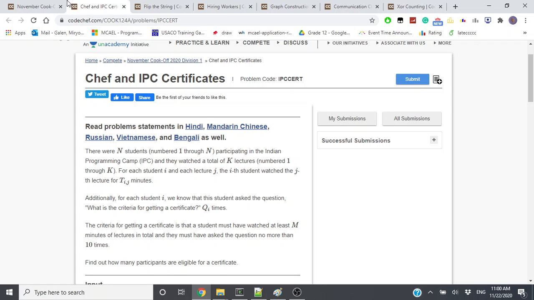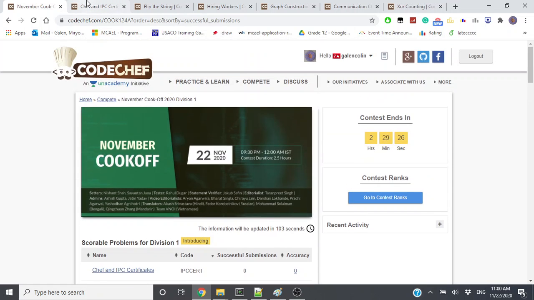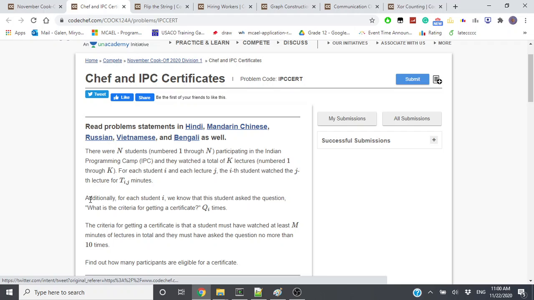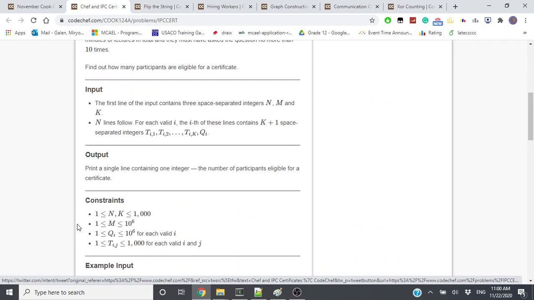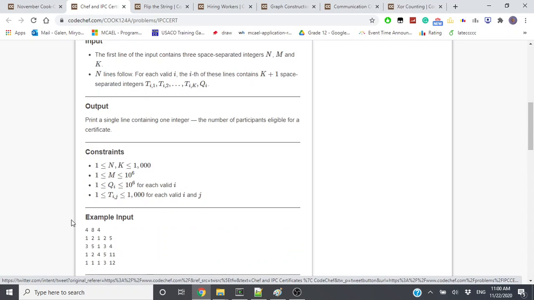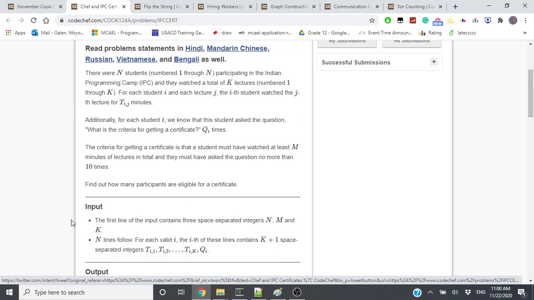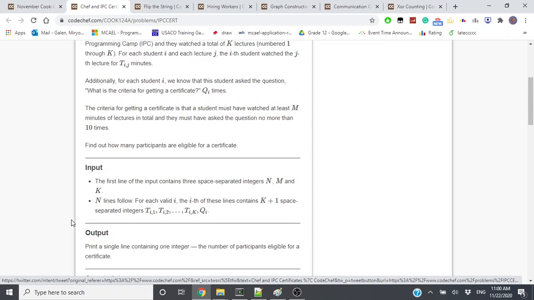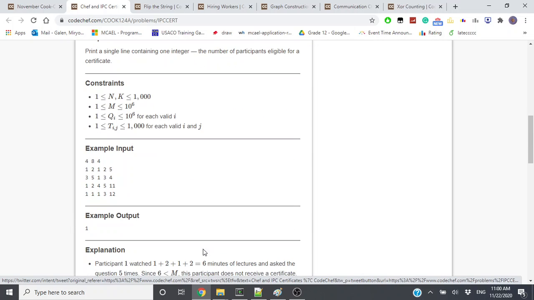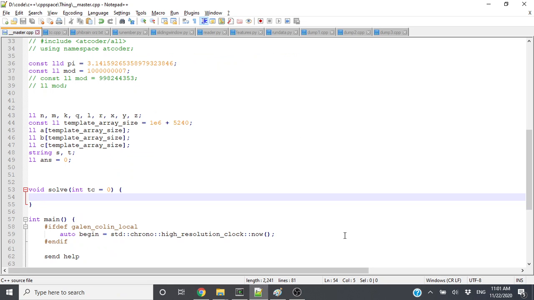This is div 1, right? Just to be sure. Yes. What is the criteria for getting a certificate? The criteria for getting a certificate. Wait, is that just it? Like we just do this? They must have watched at least M minutes of lecture in total, and they must have asked the question no longer than 10 times. Is that it? So we just straight up verify. Okay.